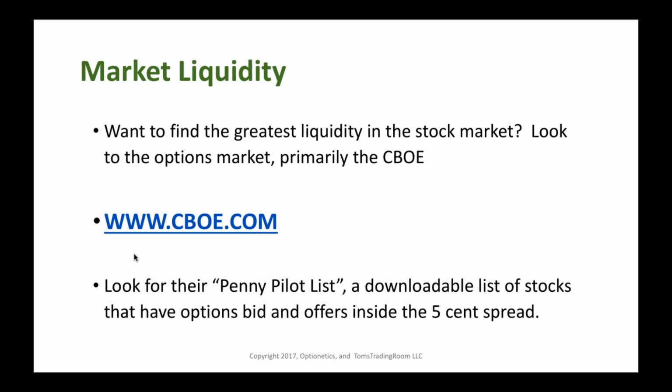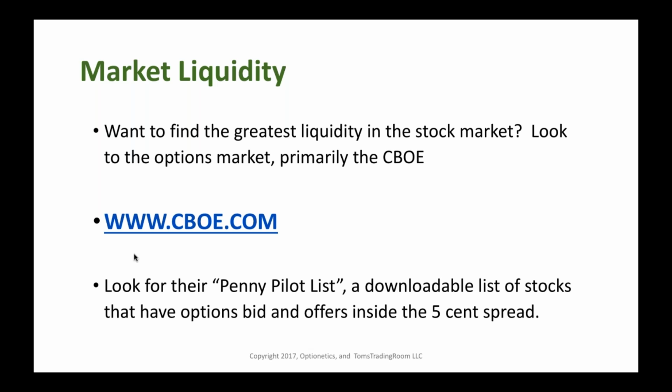Let's talk about market liquidity first. All right. So one of the things that I want you to understand how to do is to create a stock list. And it can be a small stock list or it can be a big stock list. But my preferable biggest stock list is no more than 400 stocks and ETFs.